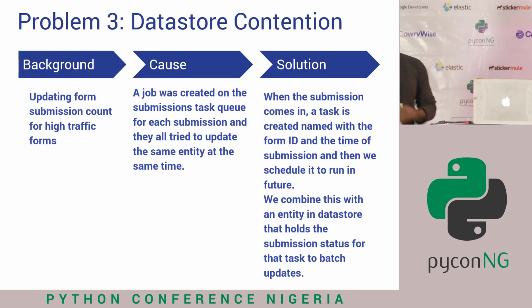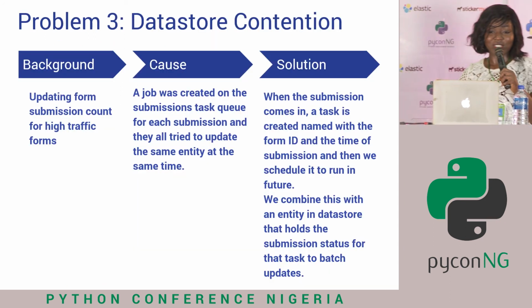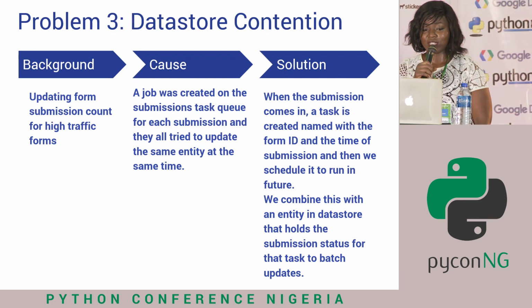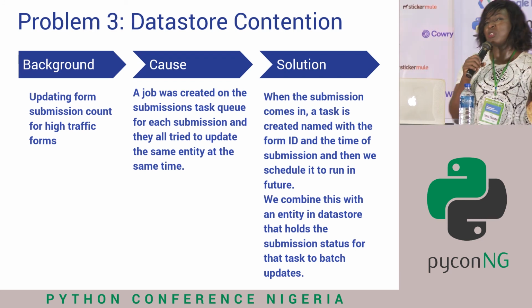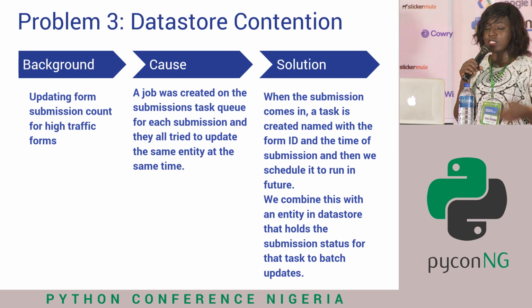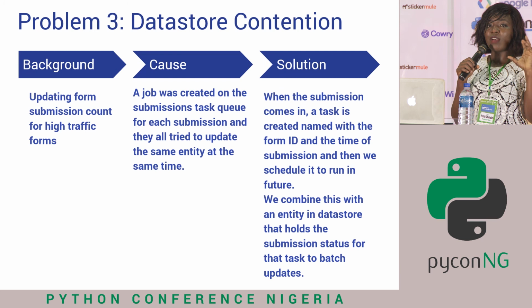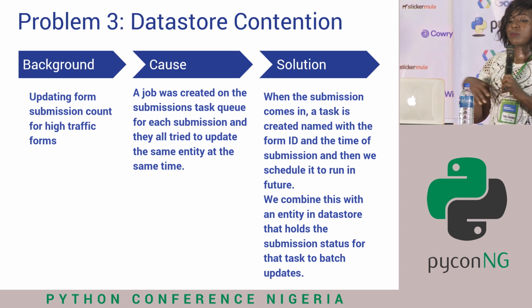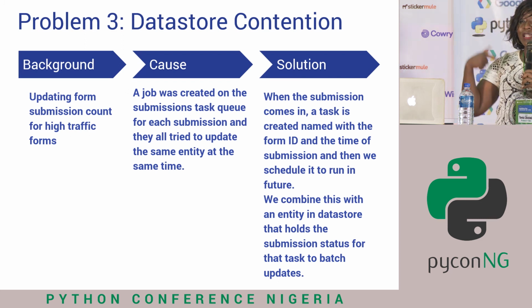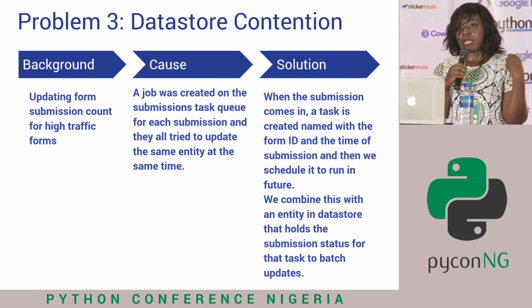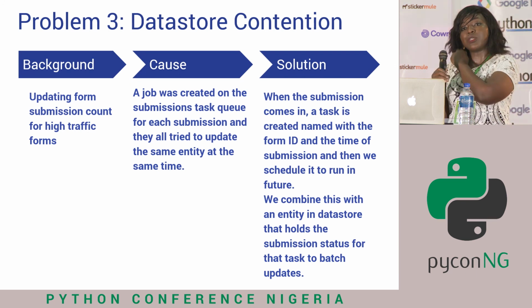Okay. So data store contention is one of the popular problems you may experience when you're using App Engine. This may not happen if you're just testing or creating test applications on App Engine. But for us, we have some users with very large forms that receive hundreds of thousands of responses. This means they get updated every second, basically. And for every form, there's a submission count.